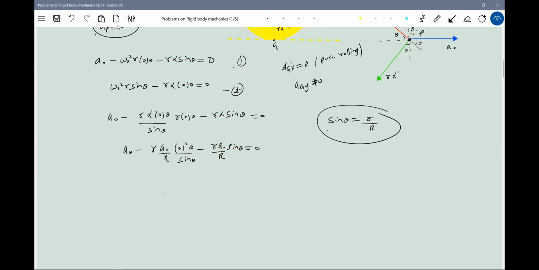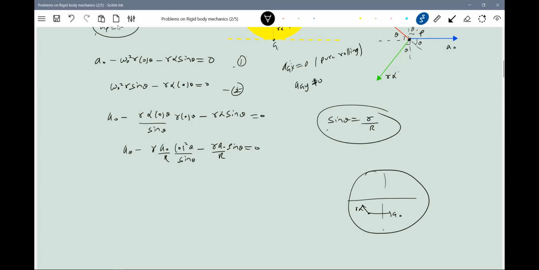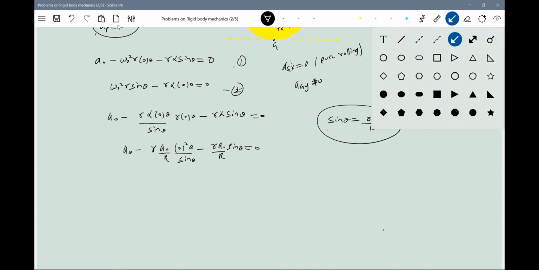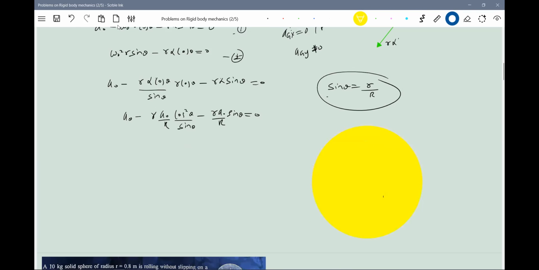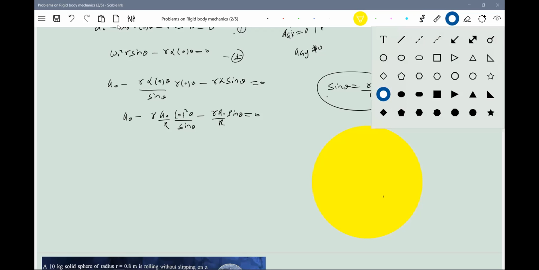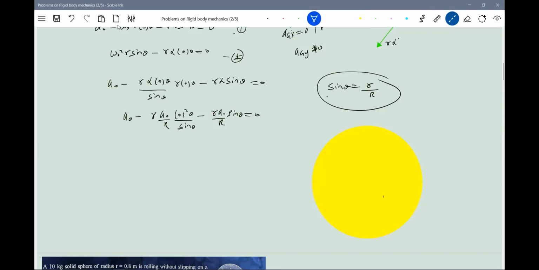Just draw the diagram. Very simple it is. Here a naught, r alpha and omega square r. So the resultant is not possible, no? In different regions. I'll show it so that please do remember. I think we have a very popular way of asking questions in this.